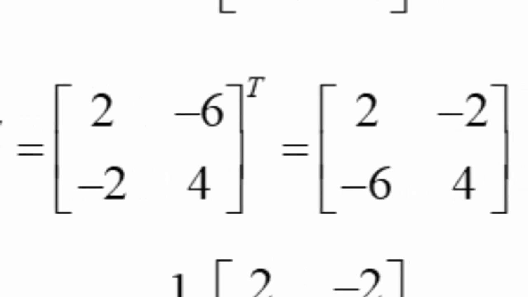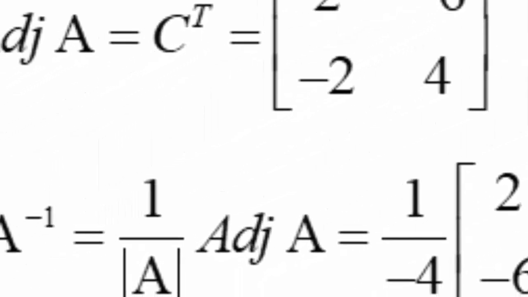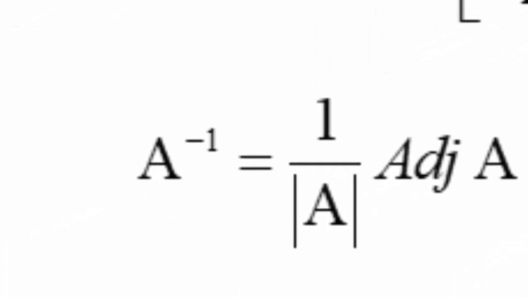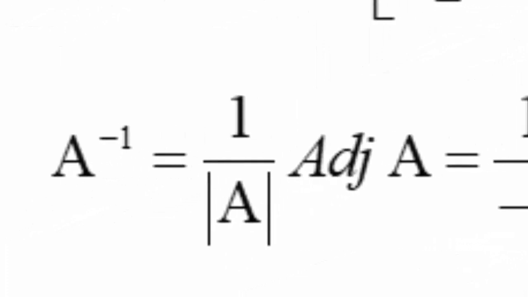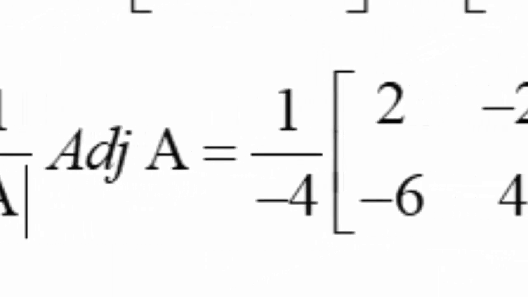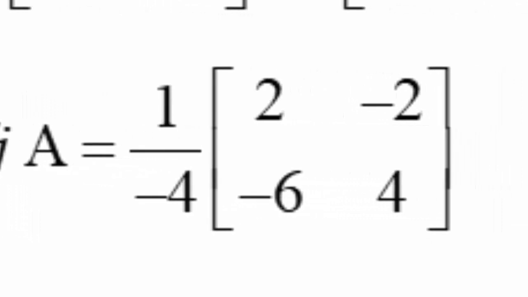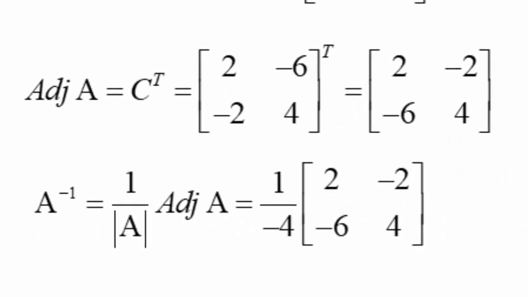Therefore, A inverse is 1 upon determinant of A into adjoint of A. So, it is 1 upon minus 4 into the matrix 2, minus 2, minus 6, 4. Therefore, the option A is right.